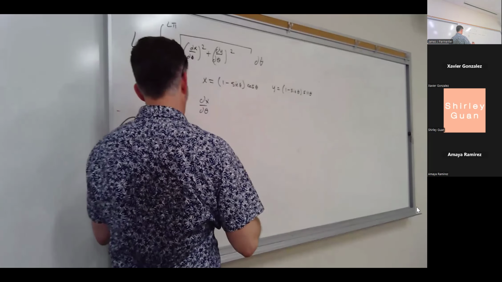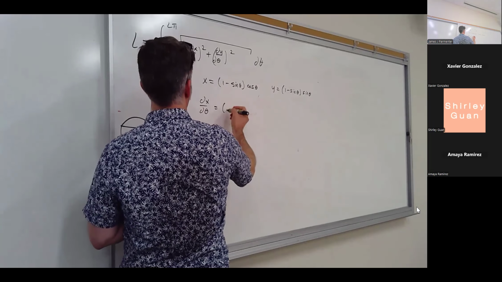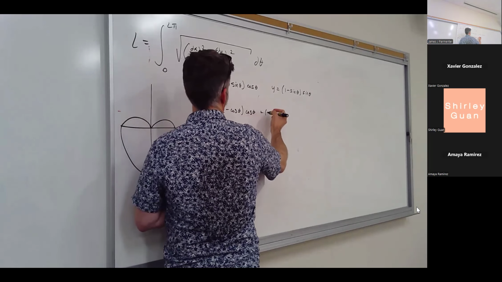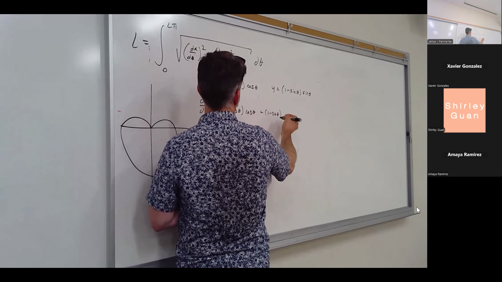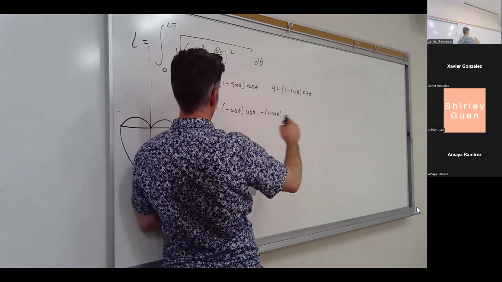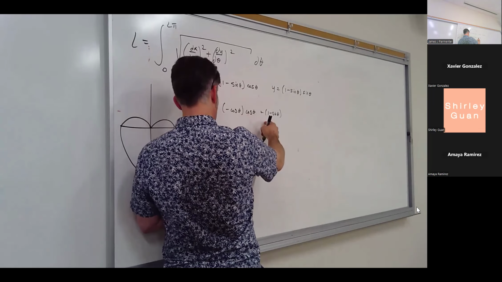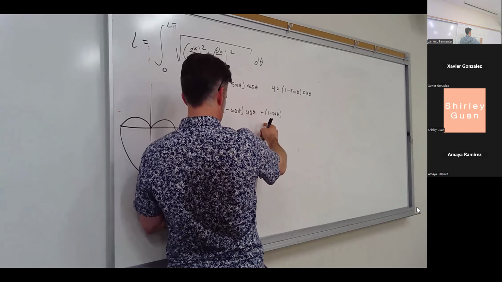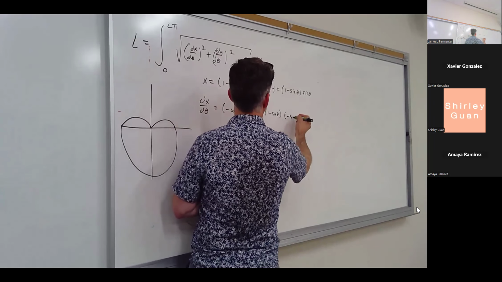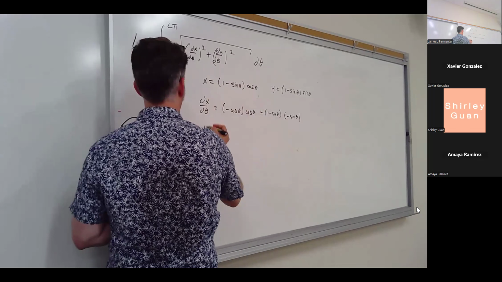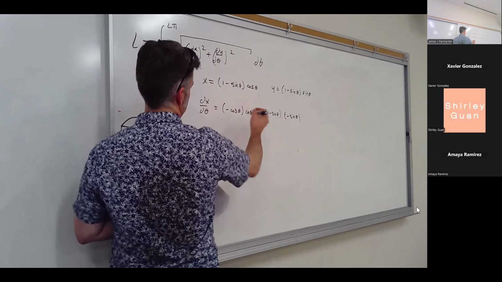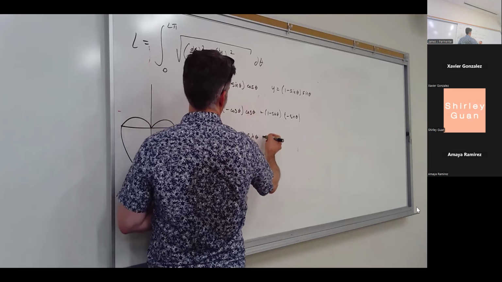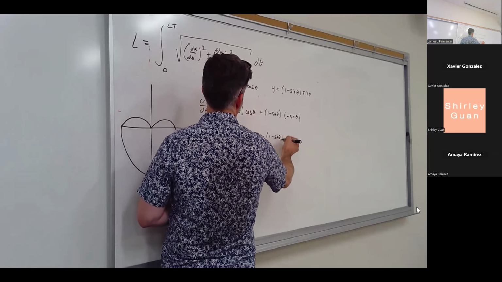Our dx d theta was negative cosine theta times cosine theta plus 1 minus sine theta times negative sine theta. I feel like I'm making a mistake here somehow. No, that seems all right. Oh, right. I'm okay. And our dy d theta, product rule again, is just going to be negative cosine theta times sine theta plus 1 minus sine theta times cosine theta.